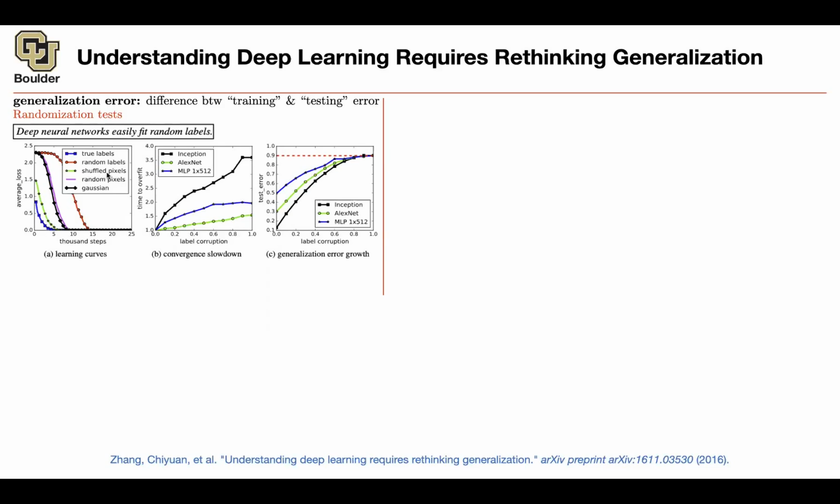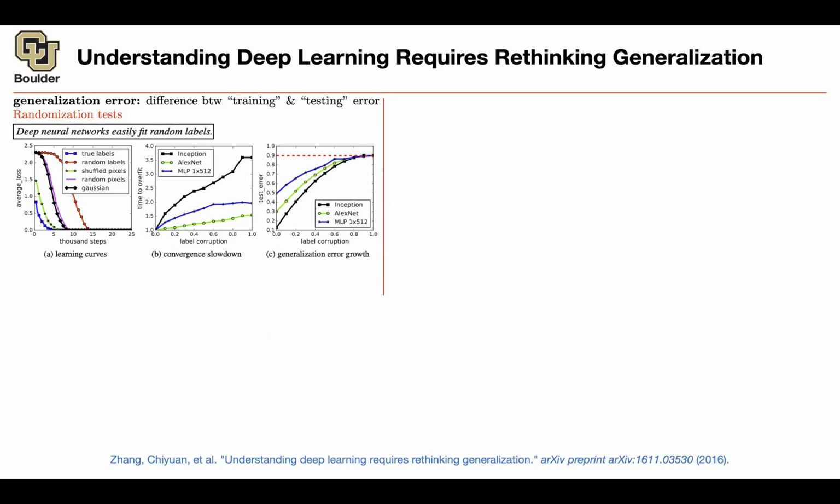You can shuffle your pixels. Still, you're able to overfit. You can have random pixels, or you can have random pixels with Gaussian distribution, just random noise. So with random pixels, you still have the same pixels as your original image, but you are randomizing their location. And then you have Gaussian.